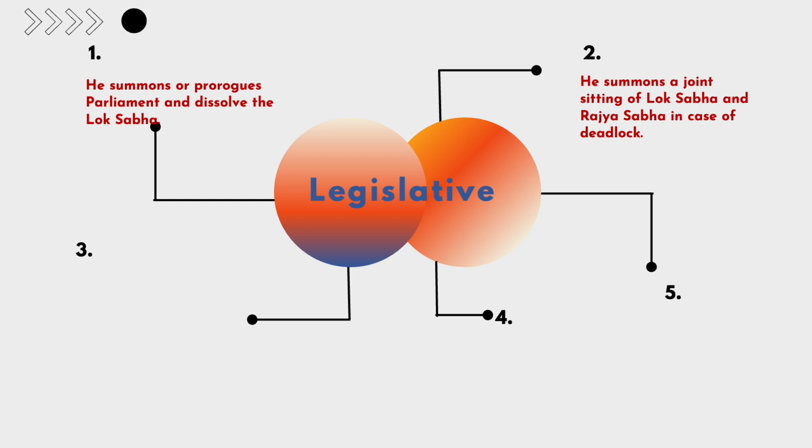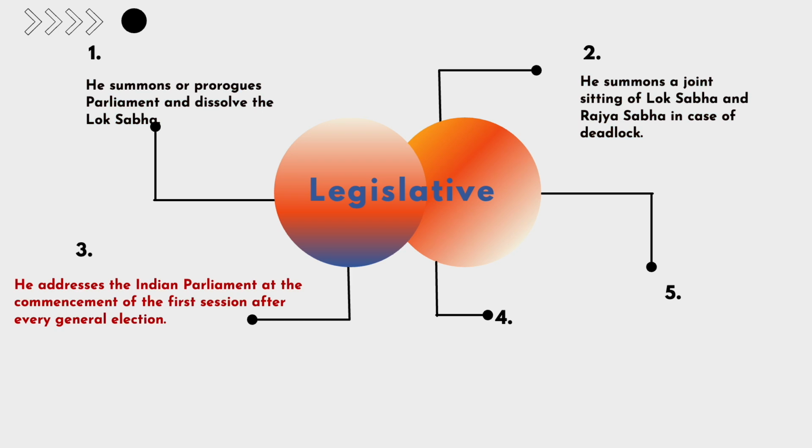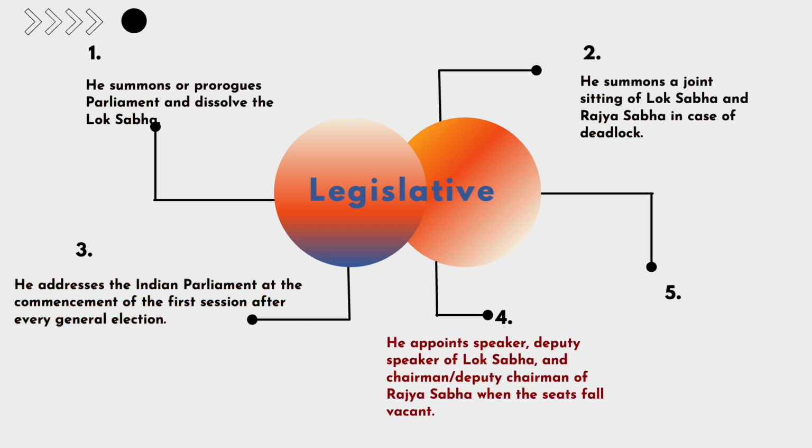The President has to address the Indian Parliament at the commencement of the first session after every general election. President appoints the Speaker, the Deputy Speaker of Lok Sabha and the Chairman or Deputy Chairman of Rajya Sabha, and also nominates 12 members of the Rajya Sabha.